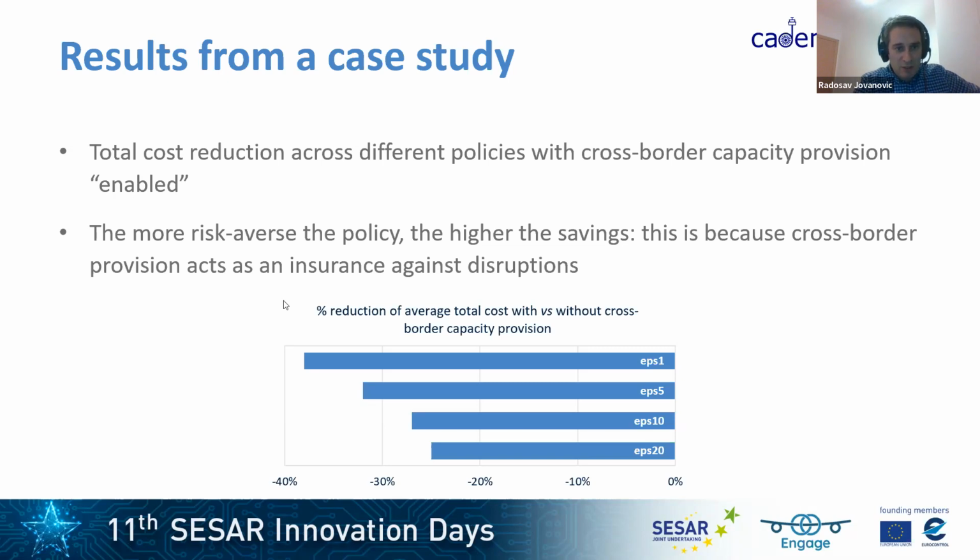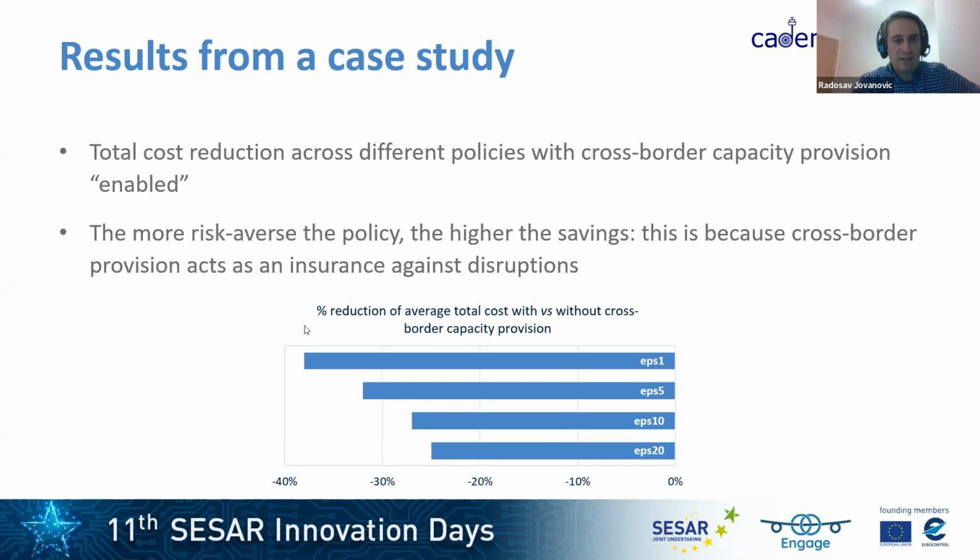In terms of some quantitative results, you see at the bottom of this slide that the more risk-averse policies, those that take a lower chance that what the network manager ordered in terms of capacity will not be good enough, are of course doing better on average. You see that the improvement reaches something close to 40% for this EPS 1 policy, which is the most risk-averse one, and still something like 25% when we compare EPS 20.